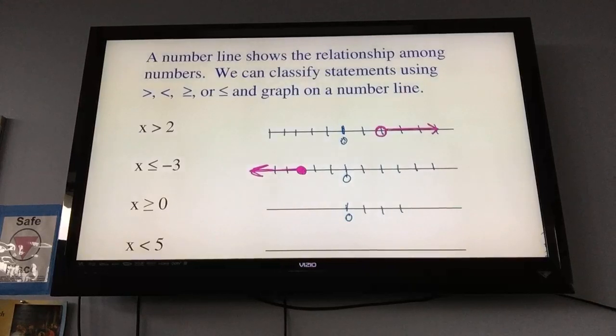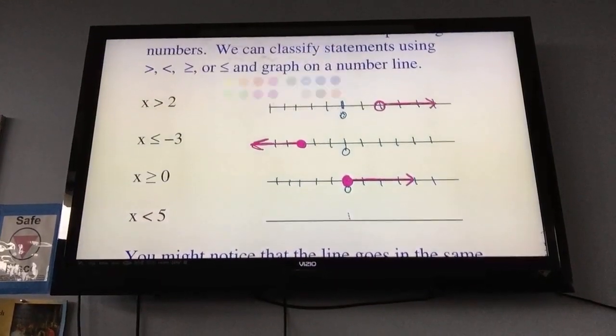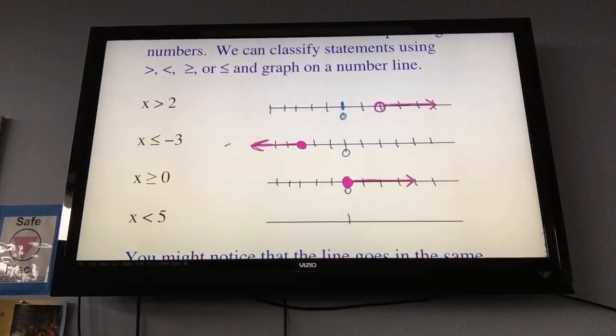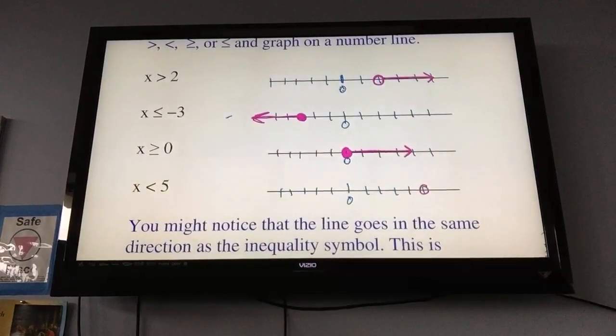So 1, 2, 3, 4, 5. Okay, greater than or equal to 0 means I'm going to start on 0. I'm going to close that circle in. And my line and arrow is going to go to the right. And then on my last one, 1, 2, 3, 4, 5. x is less than 5 is going to be an open circle on 5, line and arrow to the left.